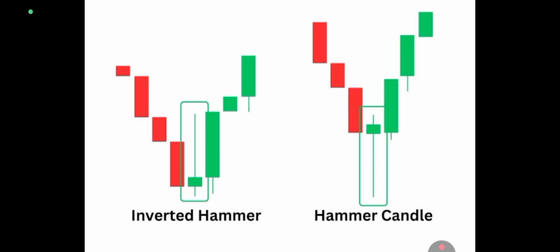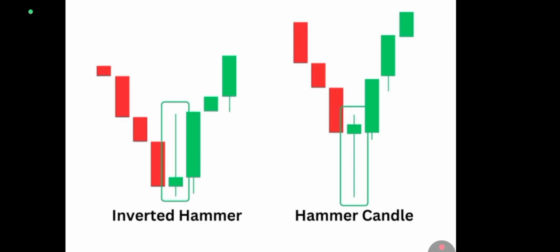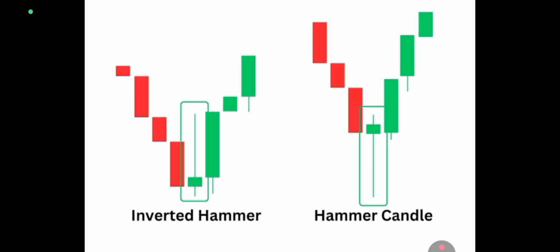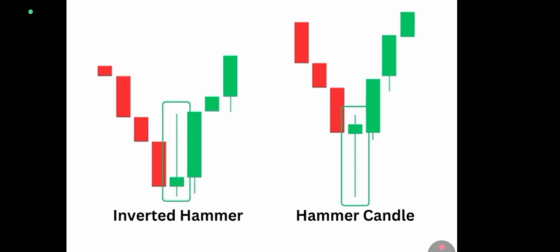So here, what you need to look out for is anytime you come to the market, you see this hammer candlestick. It signifies that the market is going to go up, because this actually happened during a downtrend. A hammer candle appears during a downtrend. You can never see it during an uptrend. It's always on the downtrend, signifying that the market is actually going to go up.